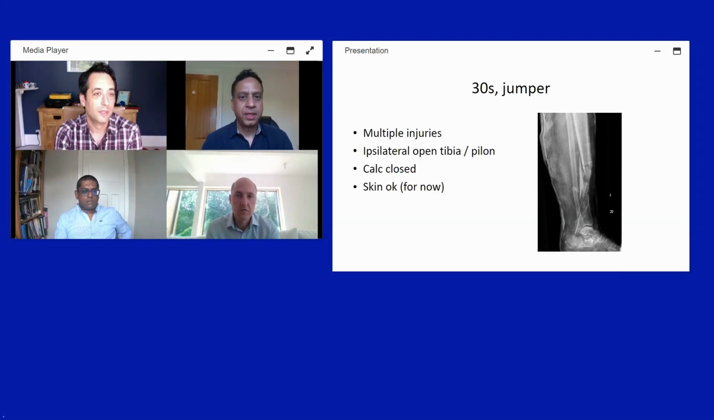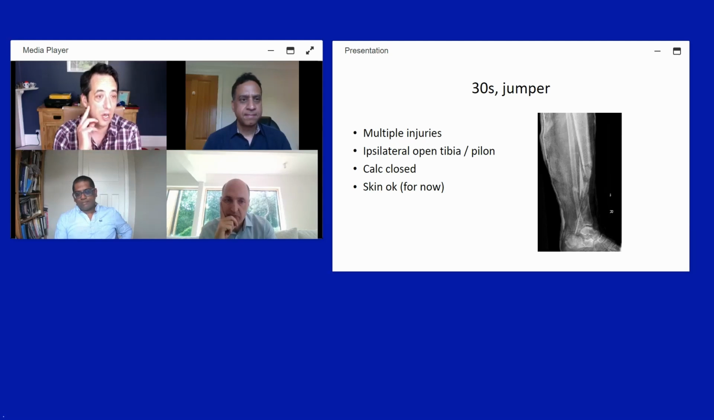Great, thank you. And then just to finish, the really high end of the spectrum. This guy's polytrauma, with many injuries, including a nasty distal tibial shaft fracture, which is open. The skin's just about okay in the calc. We're doing the tibia, and he's getting a fix and flap on the tibia, and I'm kind of there.